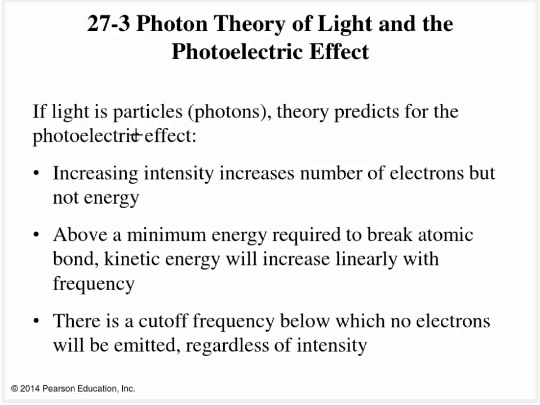If now we said that light is particles, or photons, then this theory is going to predict that increasing the intensity is going to increase the number of electrons, but not have any effect on the energy. This is what we see. It also says that there's going to be some minimum energy required to break the atomic bond between the electron and the positively charged nucleus.